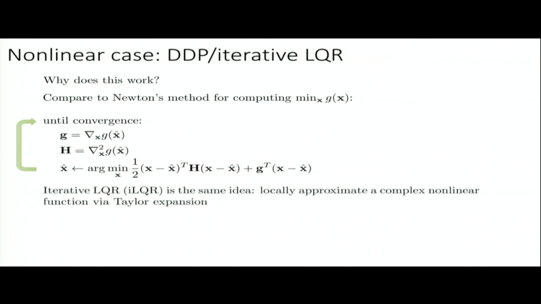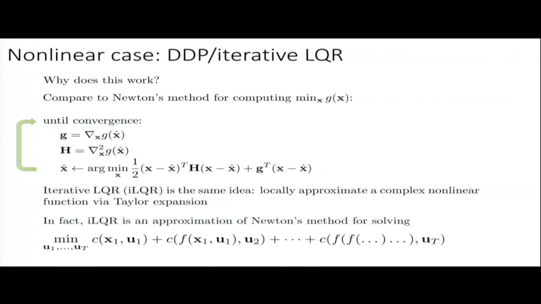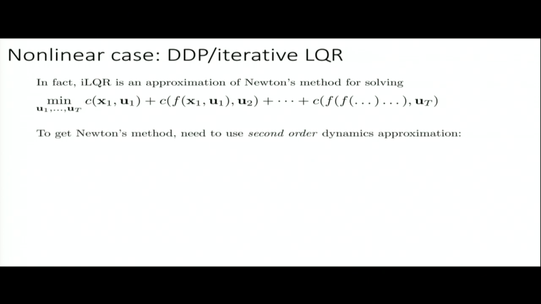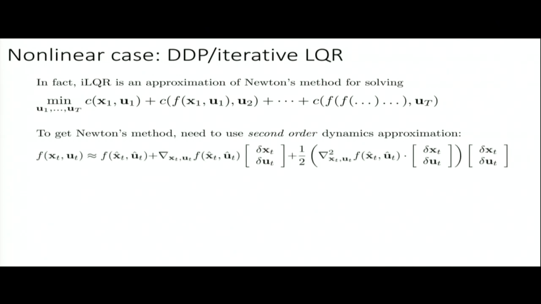It's locally approximating a complex nonlinear function via a Taylor expansion to get a very tractable function, optimizing that tractable function, and then repeating the whole process. In fact, it's an approximation of Newton's method, and you can exactly get Newton's method out of iterative LQR with one small modification. So iterative LQR is not exactly Newton's method. The modification that you need to make it exactly Newton's method is to introduce second-order dynamics approximation.